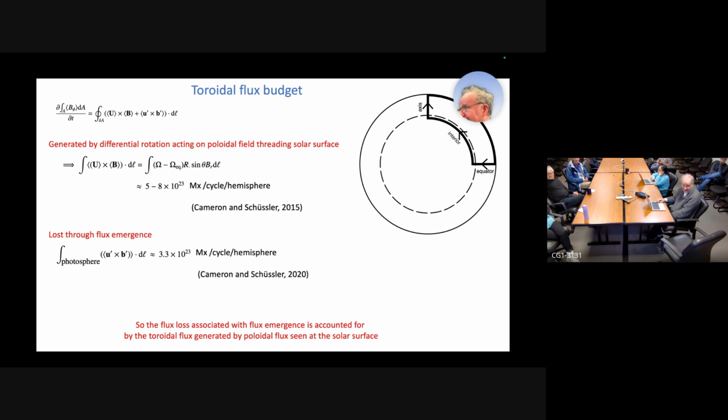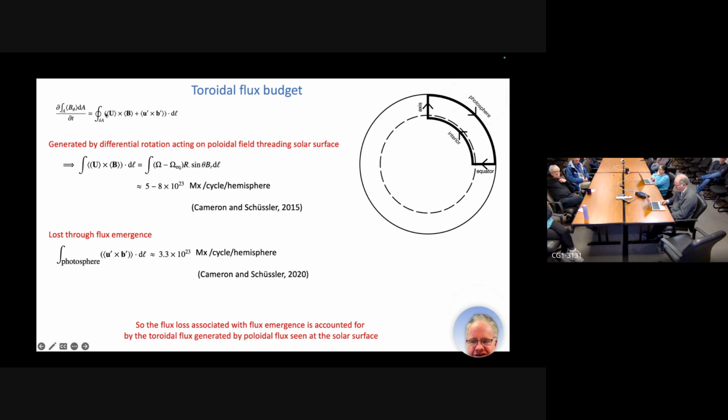So the toroidal flux budget is what we get if we apply Stokes theorem to the area enclosed by this contour. It tells you the change in the toroidal flux threading, for example, the northern hemisphere, is given by a line integral over this contour. The line integral is made up of a part which is the mean field and the mean flow, and a part which is the mean of the cross product of the perturbations.